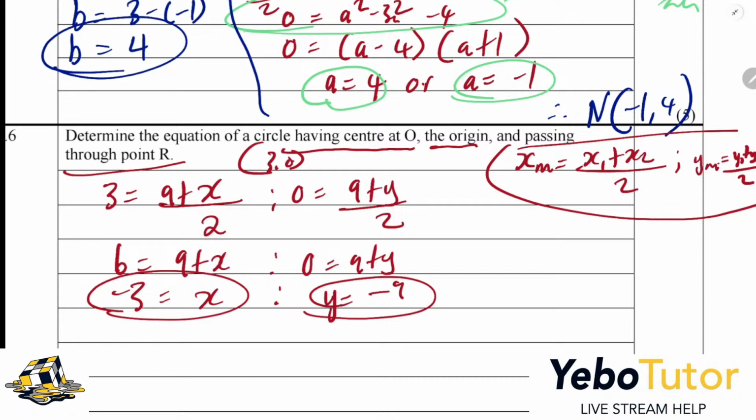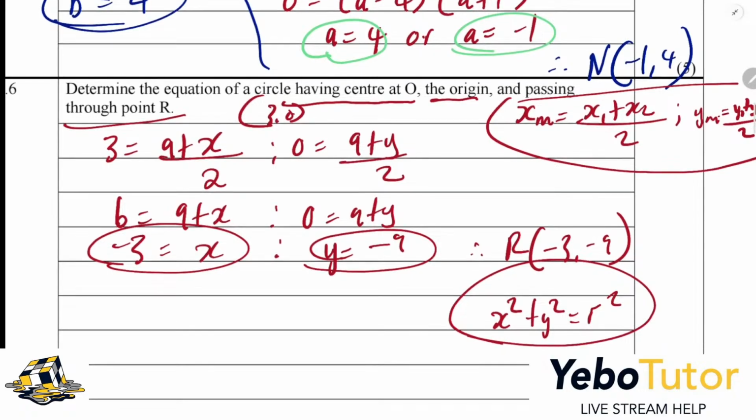It's easy already, because we can see that the coordinates of r here will be equal to negative 3, negative 9. The question says find the equation of the circle having its center at O, which means this is at the origin. So when it's at the origin, we know that it's x squared plus y squared equals r squared. So we just need to find the radius squared.